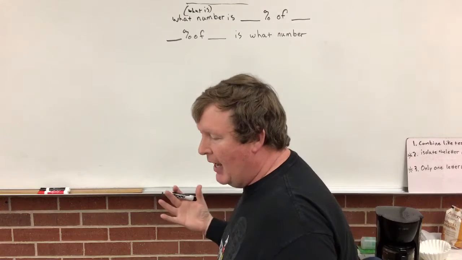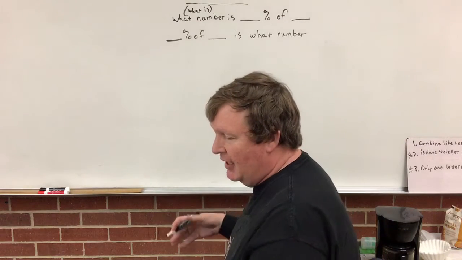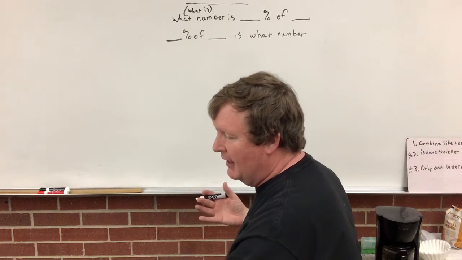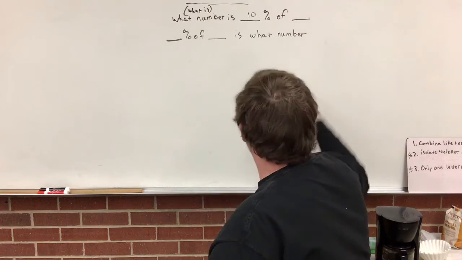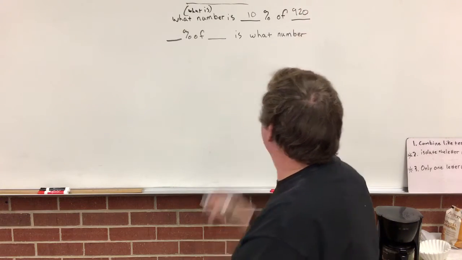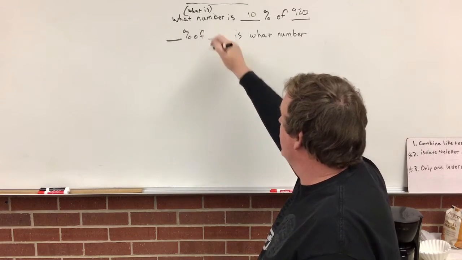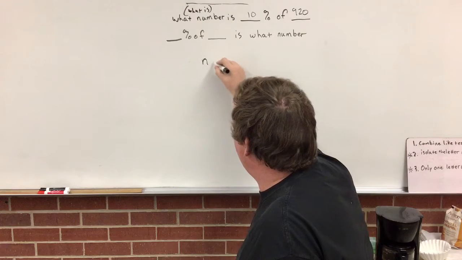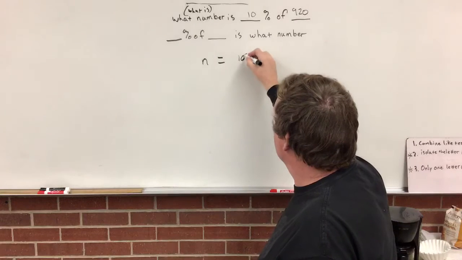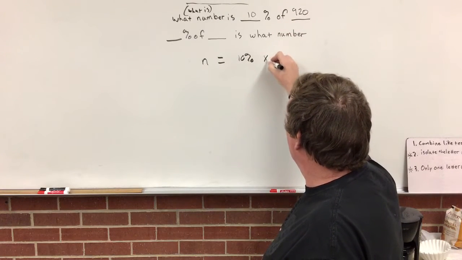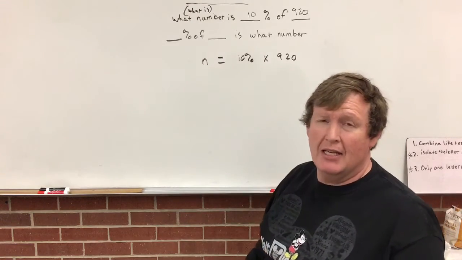All right, so let's look at a class exercise. If you're looking at it in the book, you can see that number 1 on the class exercise is exactly this. It says what number is 10% of 920. So what we do from this is we break it down. What number? We don't know what that number is, so we give it the letter N. The word is means equals, and then 10% of means multiply, and then the other number. So we're going to take 10% times 920.